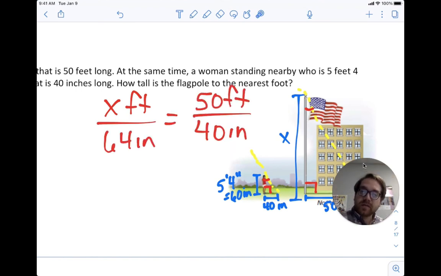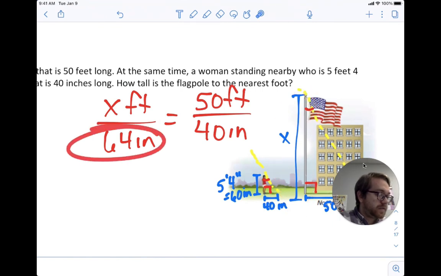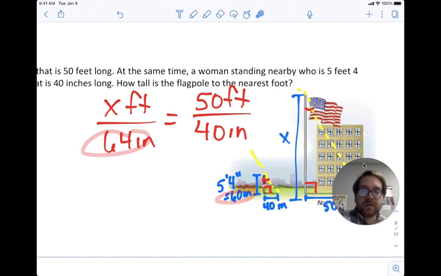Okay, so this is a proportion I can set up for these two triangles because we know they're similar, so we know there's a proportion between their sides. And so how did I set this up? Well, I'm looking for x here, right? X is the length of the flagpole, and 64 is related to the height of the woman. And so it's 64 inches. I said 60 down here. Hopefully you caught my mistake. This should be 64 down here. Hopefully you caught that mistake.